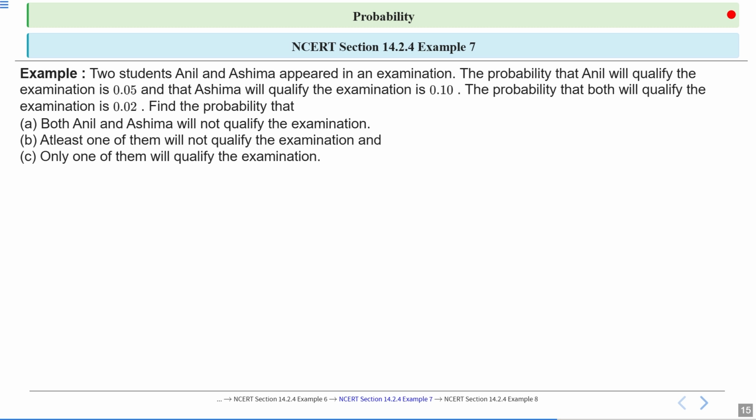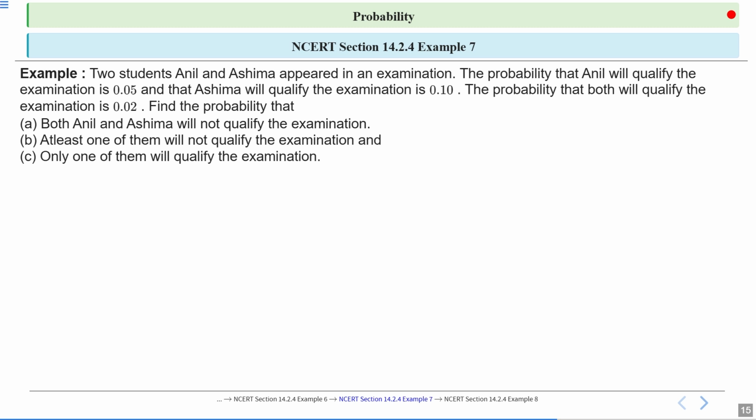The probability that both will qualify the examination is 0.02. Clear? So we are given that the probability that both will qualify the examination is 0.02. Then find the probability that both Anil and Asima will not qualify the examination. This is the first part of this example. The second part: at least one of them will not qualify the examination. And the third part: only one of them will qualify the examination. So find the probability of these three parts.